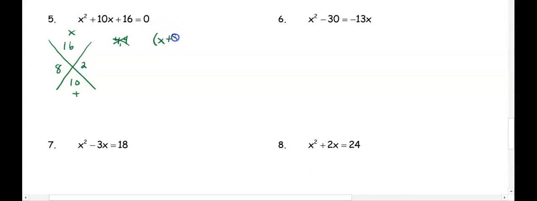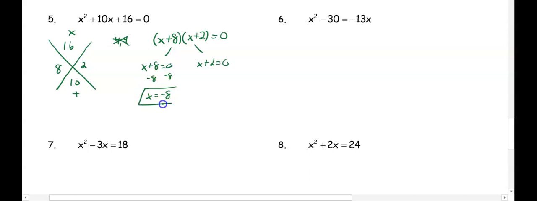So we would get x plus 8 times x plus 2 equals 0. So x plus 8 equals 0 and x plus 2 equals 0. We can subtract 8 from both sides, so x is negative 8. We can subtract 2 from both sides, so x is negative 2.